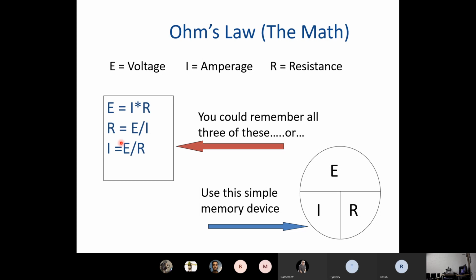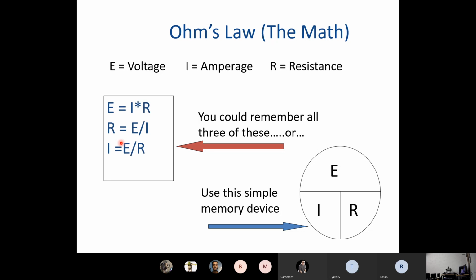If you solve for R, y'all have had algebra, right? If this is the only equation you have and you solve for R, you're going to divide by I on both sides. That's how algebra works. So if you want to find R, you would use E divided by I. You have this, and you want to solve for R, you divide by I on both sides. These cancel out, and you end up with R.